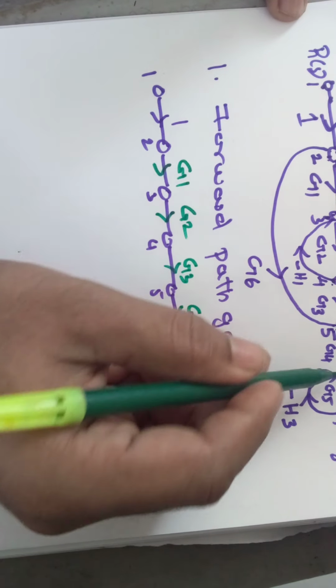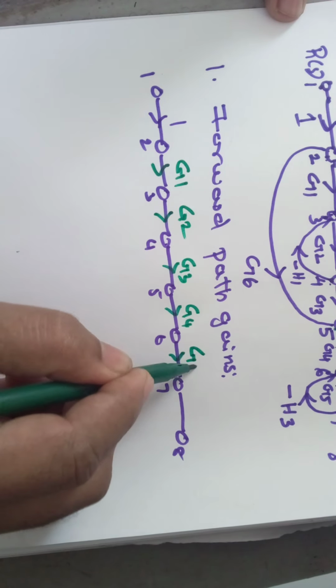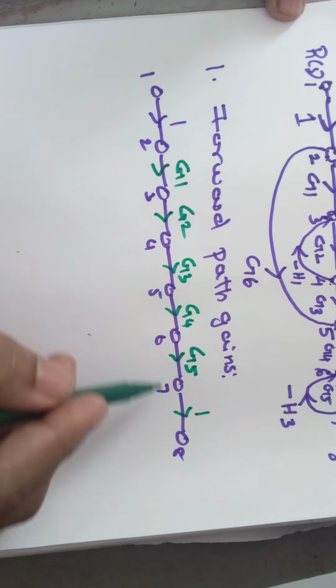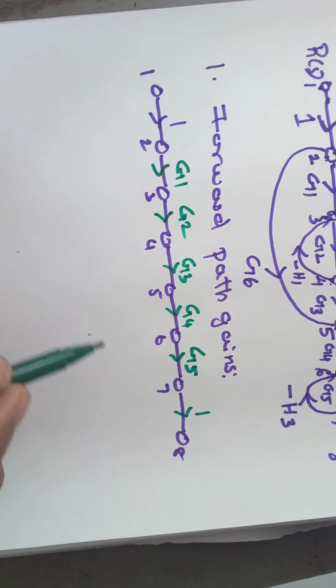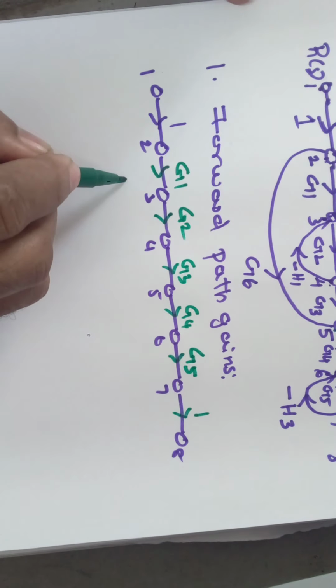From 5 to 6 you are having G4, next 6 to 7 you are having G5, right? Finally 7 to 8 you are having 1. This is a complete forward path. Therefore, how do we write the forward path gain?